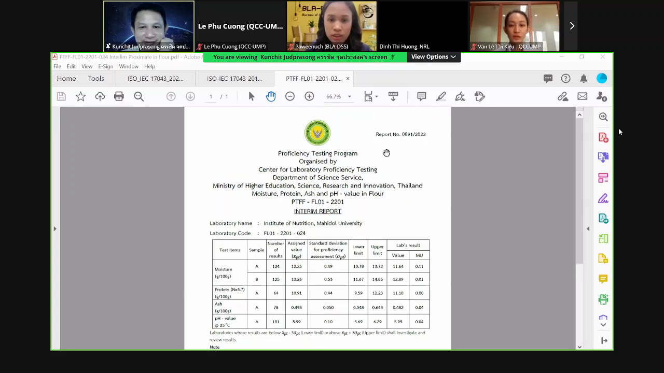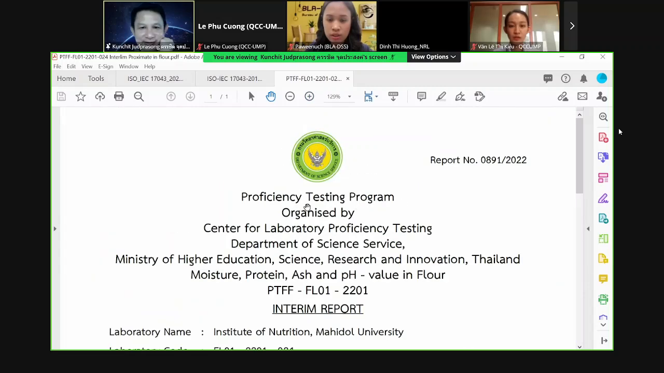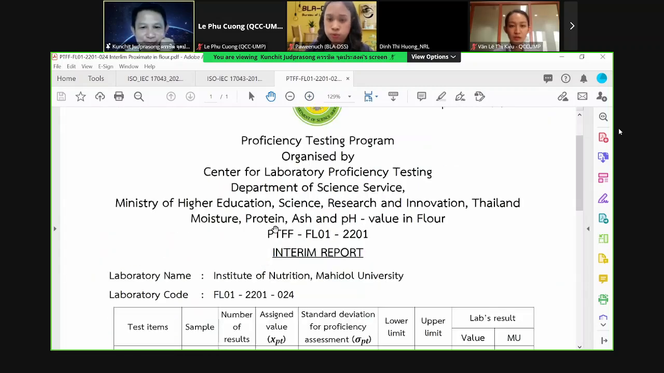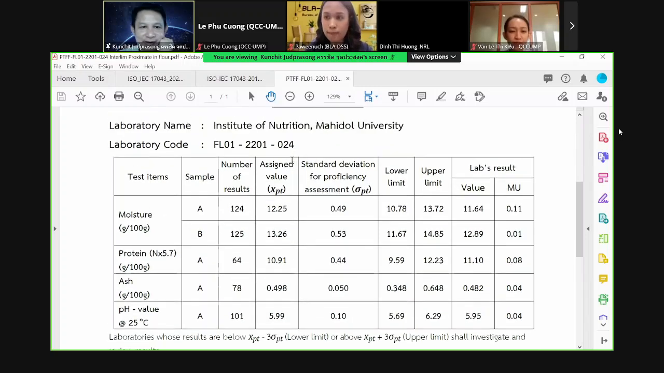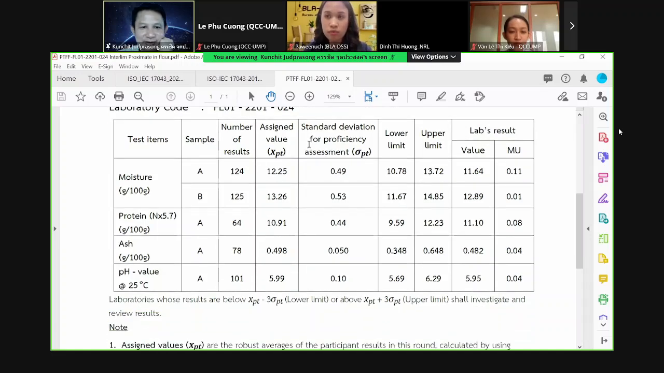In the lunch time, I continue with the one question about the interim report. This is an example from a program I participated in: moisture, protein, ash, pH. No, this is the code number. This is the interim report. Our lab here, code number here. So the interim report looks like this.